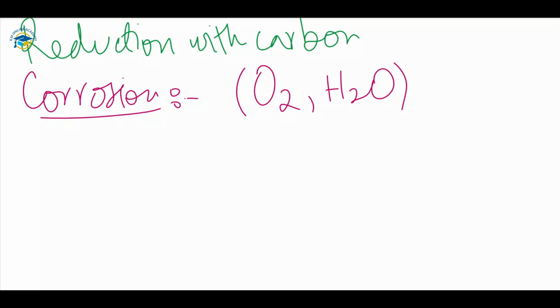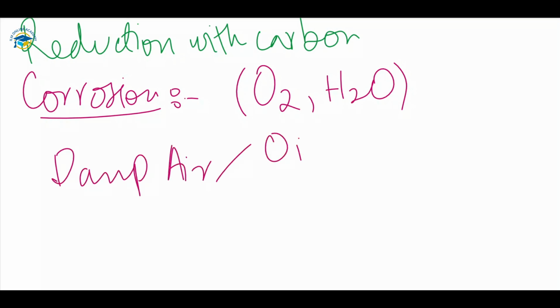And when iron or steel slowly corrodes in damp air, meaning in the air we know that oxygen gas is present, and damp air means water as moisture is also present there. So both of these are responsible for corrosion to happen. And when iron or steel slowly corrodes in damp air, the product is a brown flaky substance and you call it rust.